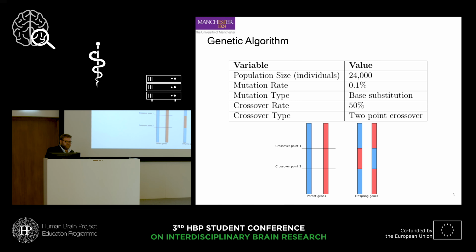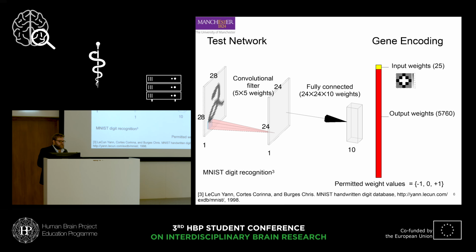So the genetic algorithm that I used had a population size of 24,000 and a mutation rate of 0.1%. This came from figures that are available in the literature. I'll give my references at the end. And in terms of the crossover, this was 2-point crossover. So I have a gene that represents the neural network. I'll show you that in a minute, but just to get the idea that there is information moving between models. So yes, this explains it a little bit better.